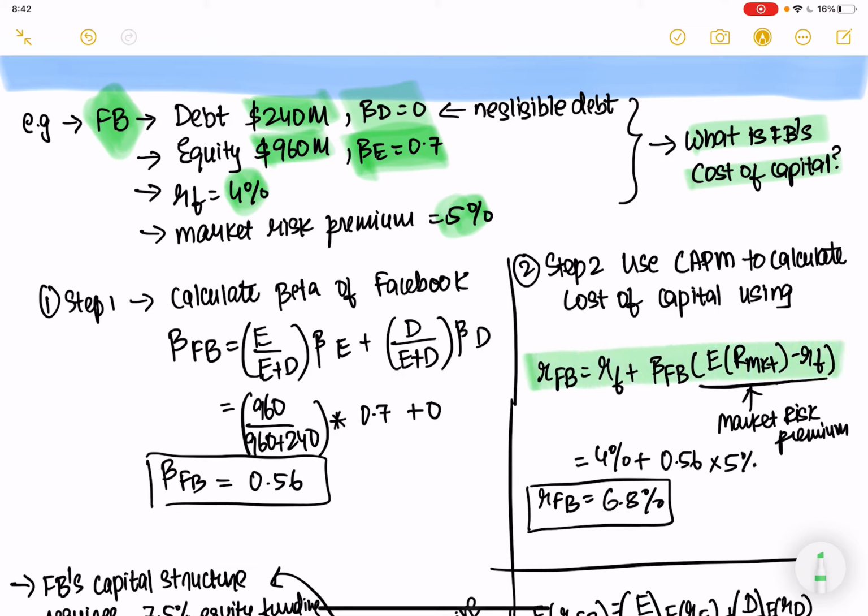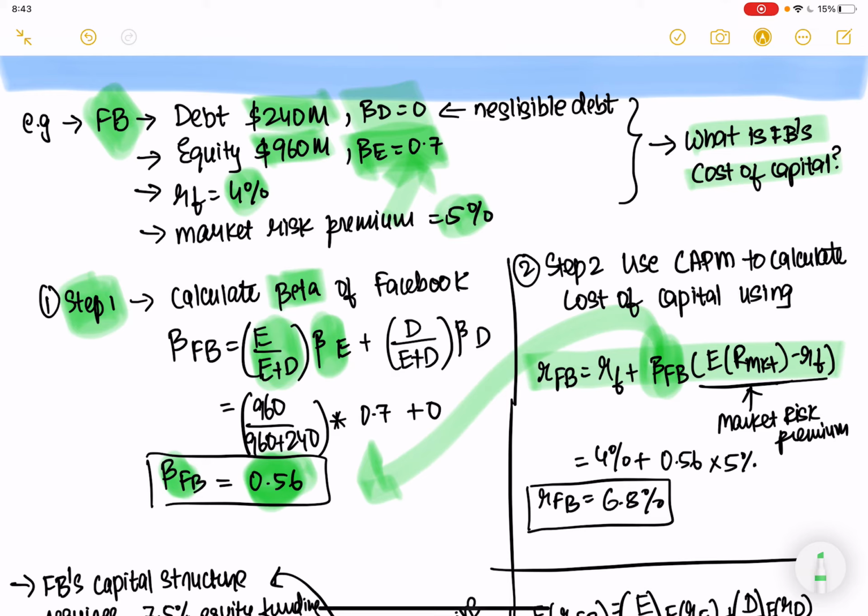And the key thing that you need in the CAPM formula is beta. So first you need to calculate beta. So step one is to calculate beta. How do you calculate the beta of Facebook? Facebook has debt and equity, so its beta would be a weighted average of debt and equity. You look at equity, you weight that by the beta of equity, and you get that the beta of the company overall is 0.56. So take a look, equity beta is 0.7, but the company beta overall is lower because it has some sort of debt, right?